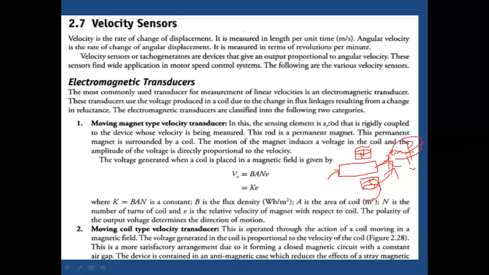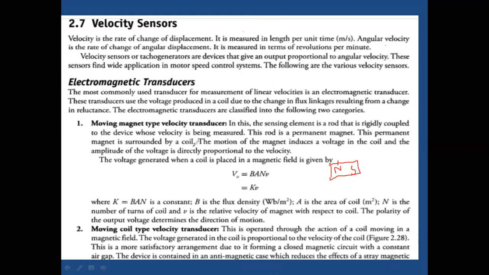In this case, the sensing element is a rod that is rigidly coupled to a device whose velocity is being measured. So I have a rod here, which is connected to the physical quantity being measured. This rod is a permanent magnet, a north to south permanent magnet.